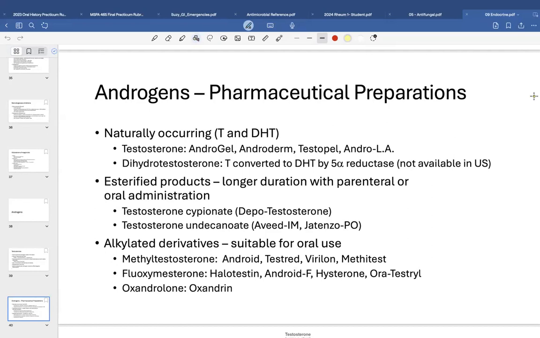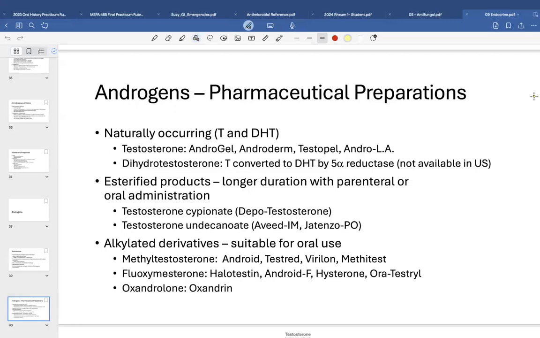Esterified products basically take a testosterone and then add a long chain to it so that it will have a longer duration of action. Depot testosterone is testosterone cypionate or testosterone undecanoate. These are long-acting formulations you can give for those with chronic hypoandrogenism. In the case of depot testosterone, you give it every 4 weeks, for example.